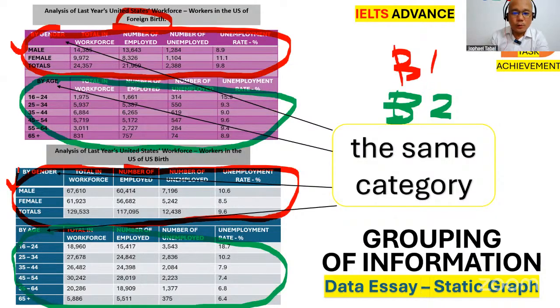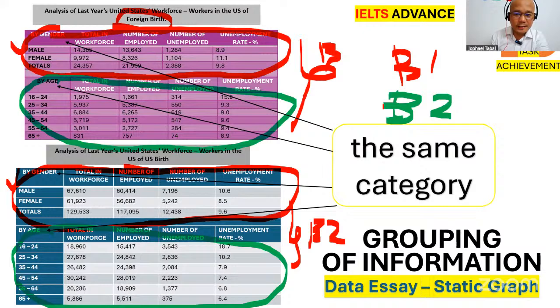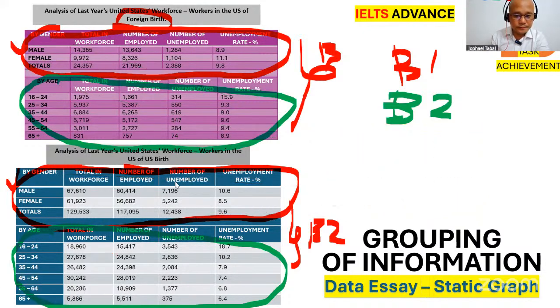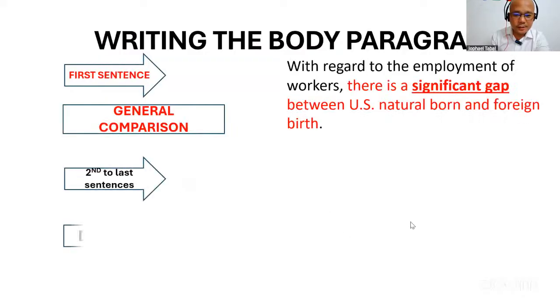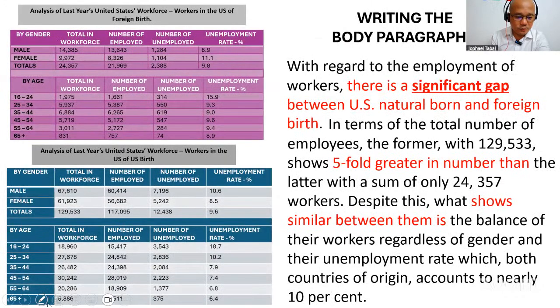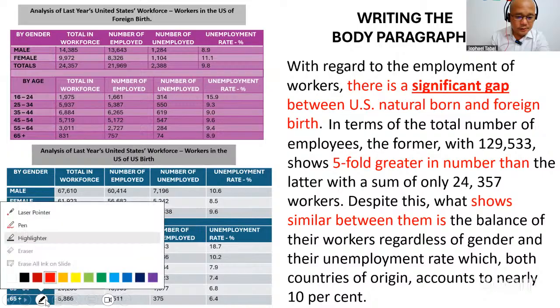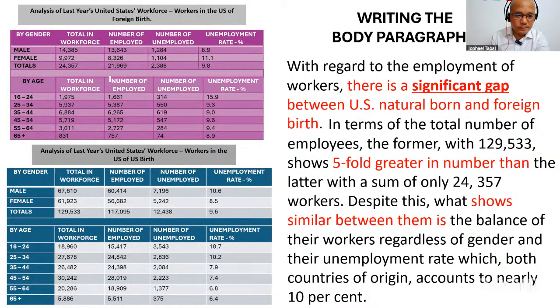Okay, so we don't write this in body paragraph 1 and this in body paragraph 2. Instead, we combine like this. All right. So for example, this is an example body paragraph 1. The example body paragraph 1 here shows about gender, all right, here in both tables.